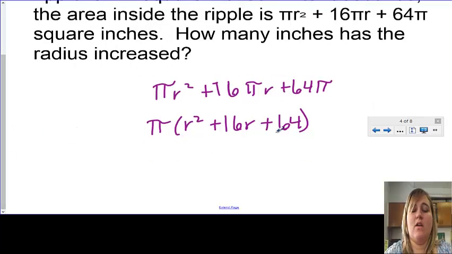Okay, now from here, I want you to finish this problem. Factor it, and it wants to know by how many inches it increased. So whatever I'm adding to r is going to be the increase. So finish by factoring this.